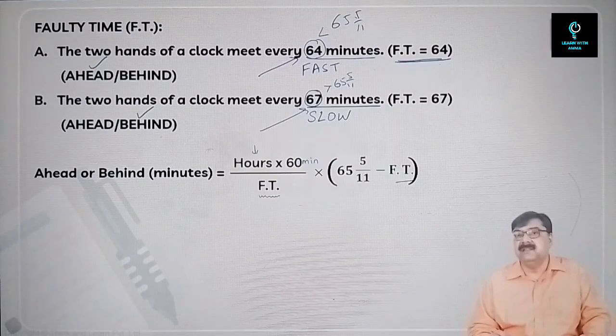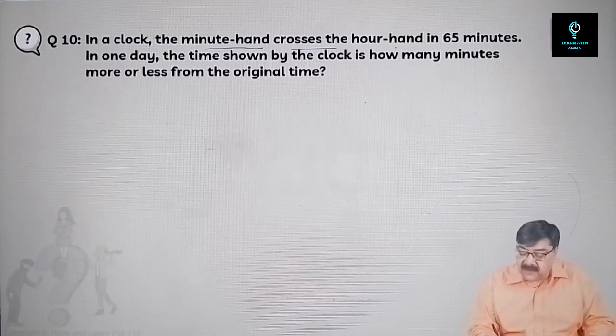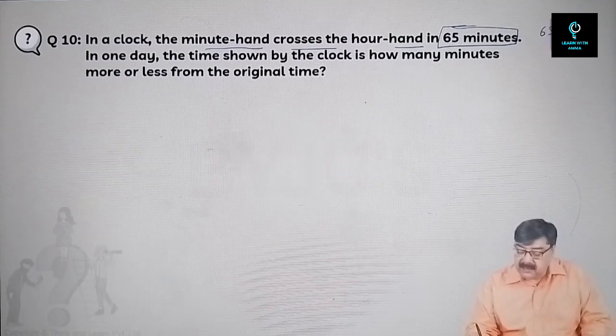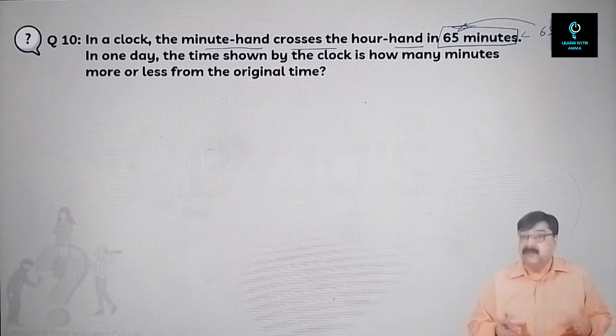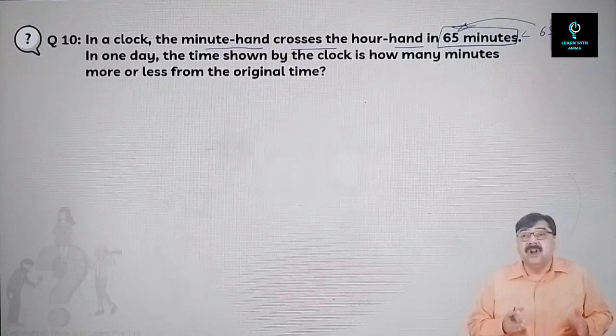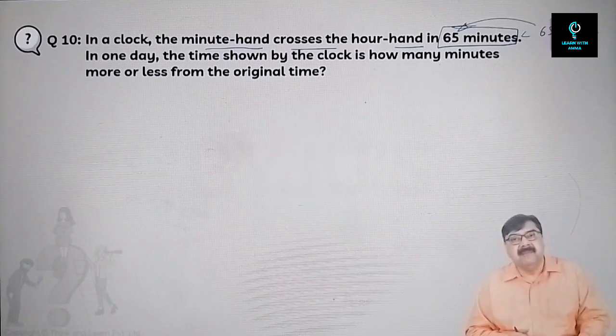How to apply this? Let's have a look at a question. In a clock, the minute hand crosses the hour hand in 65 minutes. Well, in how much time should the minute hand have crossed the hour hand? It should have crossed or met in 65/5 by 11 minutes. Instead, it crossed in 65 minutes. Now you know 65 here is less than 65/5 by 11. So the clock is going to be fast or slow? Fast. The two hands met before the scheduled time. So hence, the clock will exhibit a timing which is ahead of the correct timing or original timing.